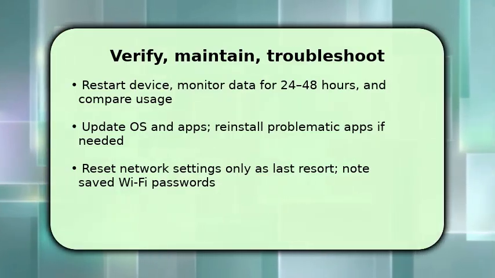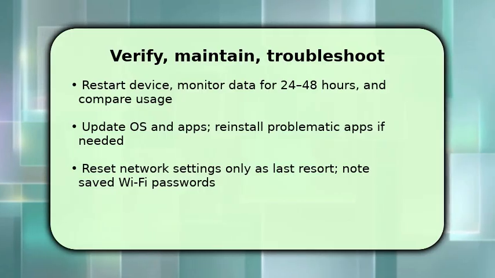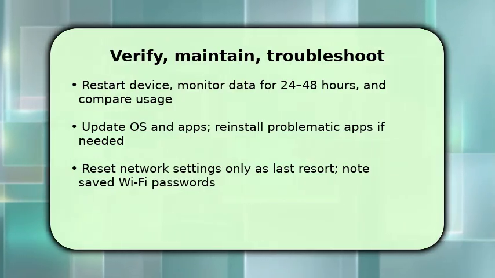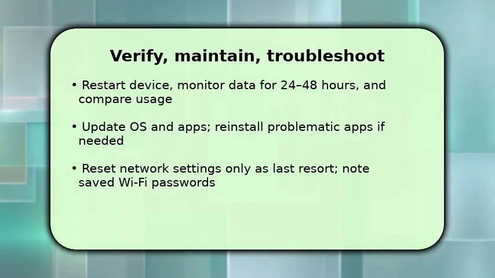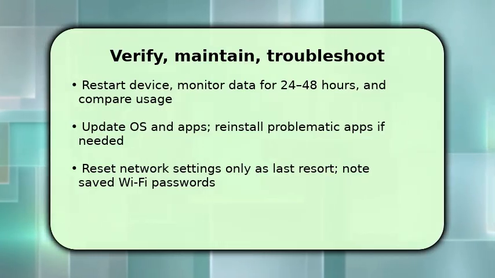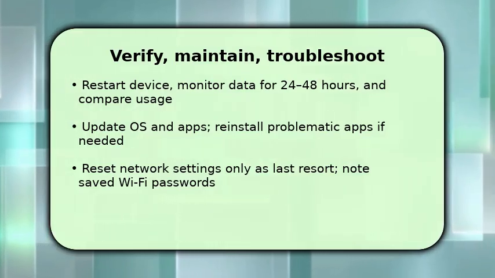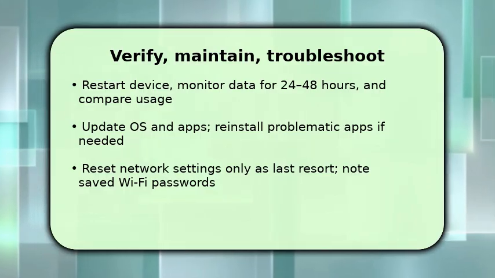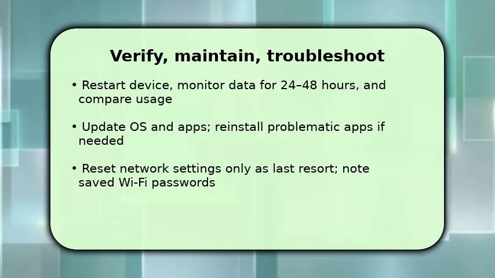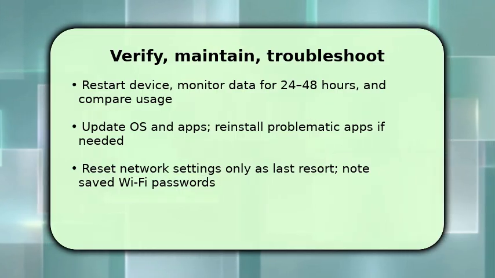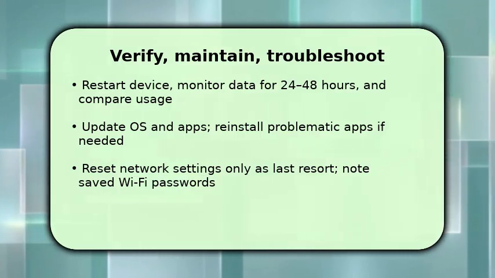Restart your device to apply changes, then monitor app data for 24 to 48 hours and compare totals to confirm reductions. Keep system and apps updated to fix bugs that cause background data leaks, and reinstall any app that still misbehaves. If problems persist, reset network settings as a last resort. Note it will remove saved Wi-Fi passwords.